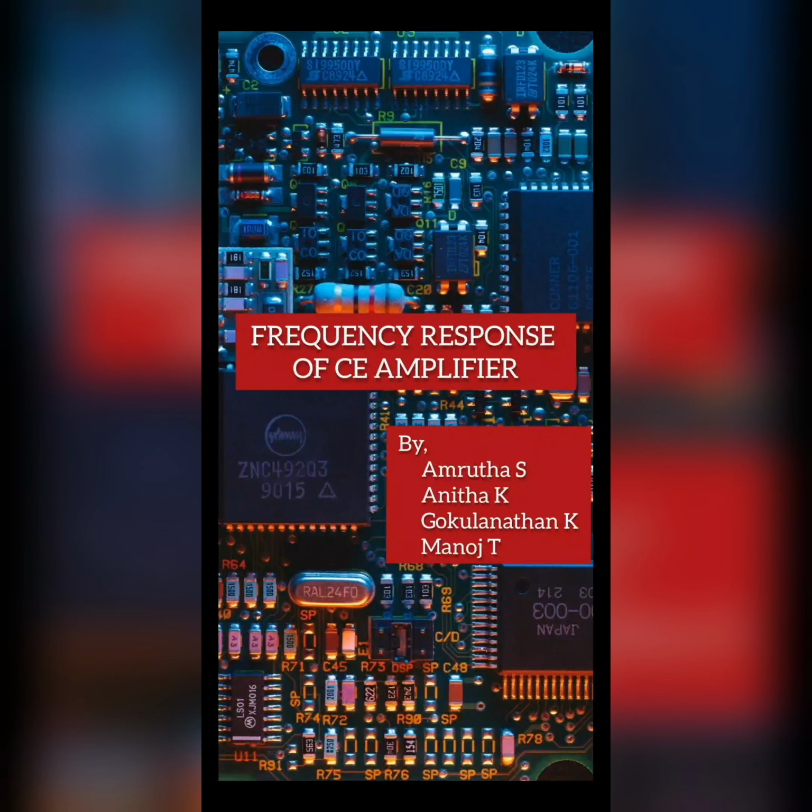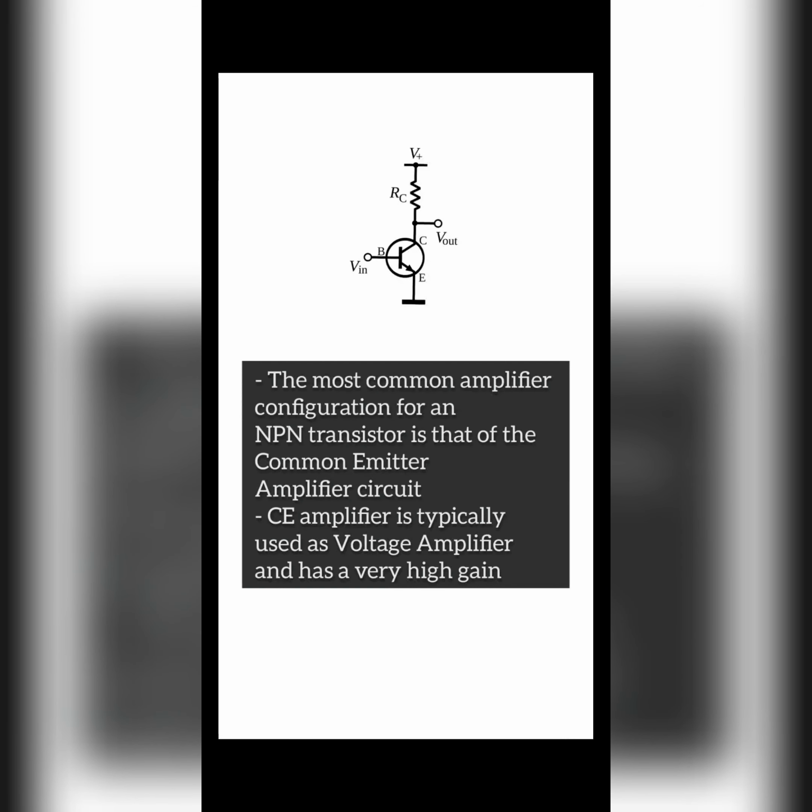Hello everyone. In this video, we are going to see about the frequency response of a common emitter amplifier using the Electric Circuit Studio app. First, for that we need to know what a common emitter amplifier is. The most common amplifier configuration of an NPN transistor is the common emitter amplifier. The common emitter amplifier is typically used as a voltage amplifier and has a very high output gain for a low input. This amplifier also provides a moderate current gain as well as a medium input and output impedance.